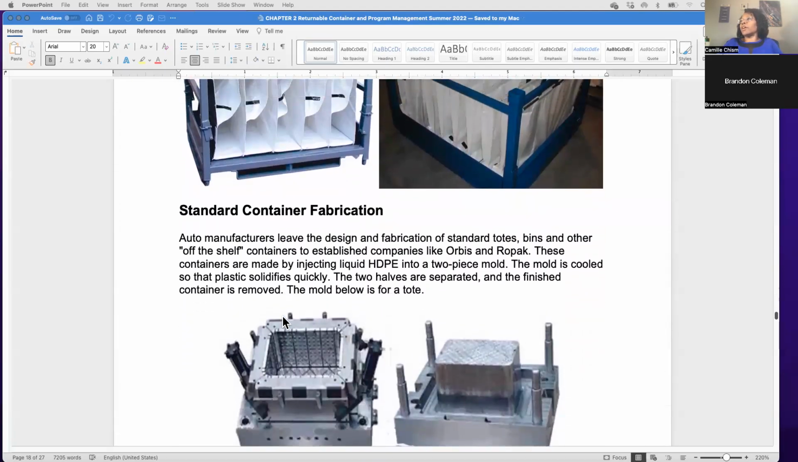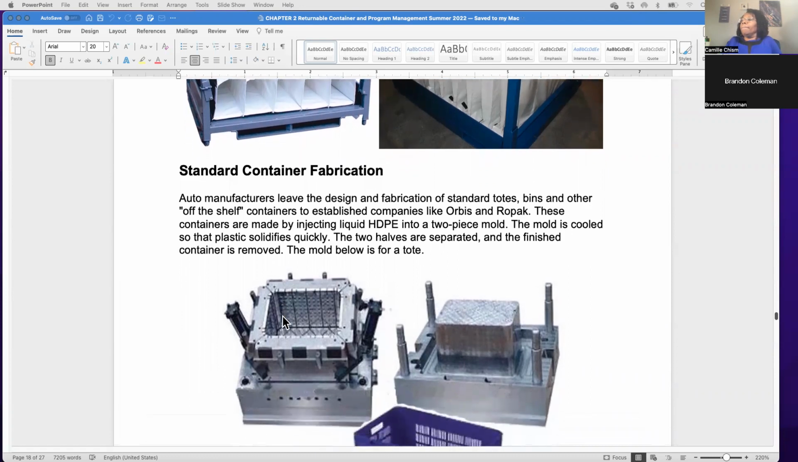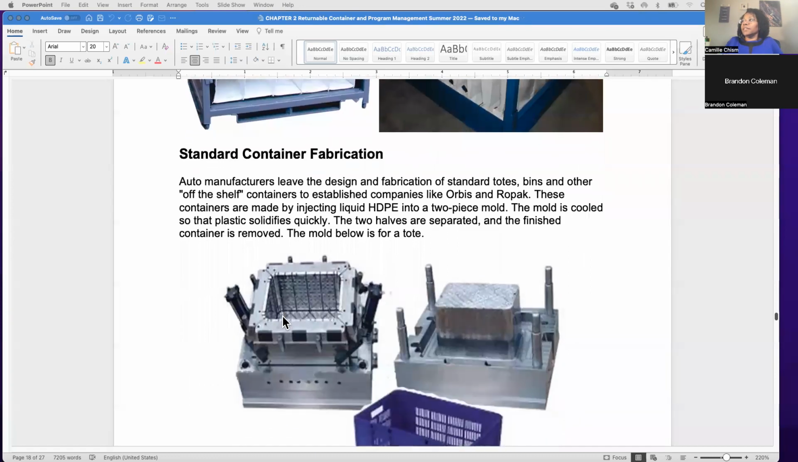So now we're talking about fabricating standard containers. The standard containers are going to be things like a bulk bin, like those Orbis bins, or the handheld totes that we talked about, and they're considered off the shelf.